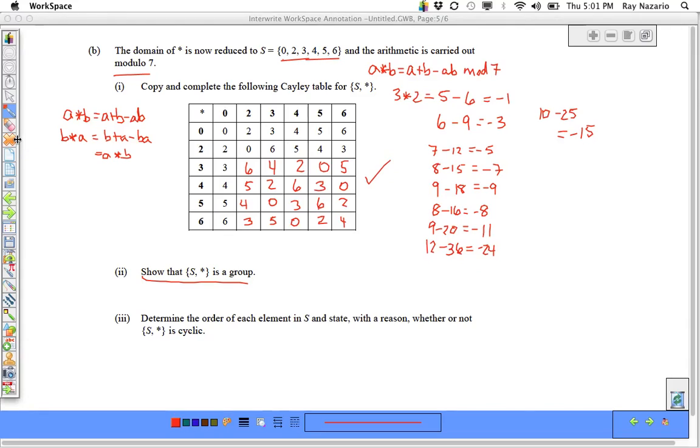We need to show this is a group. So we can say by the Cayley table, star S is closed.